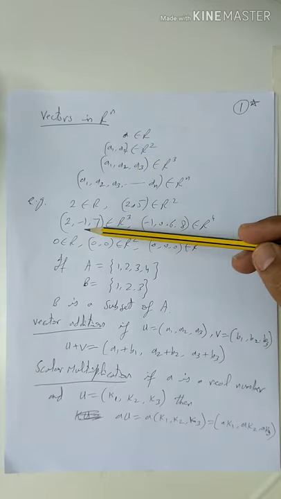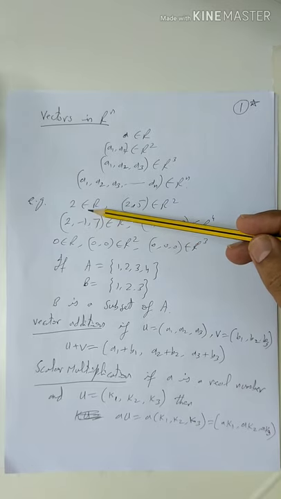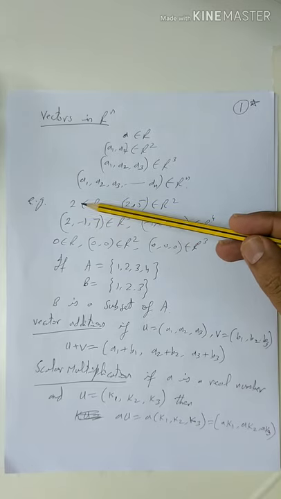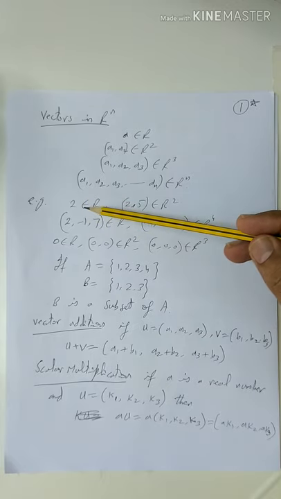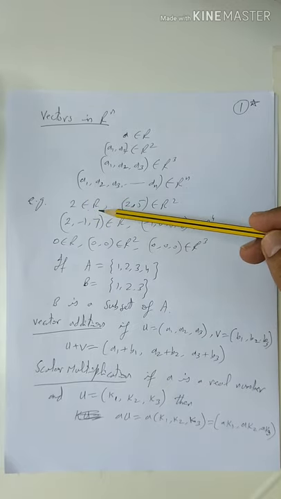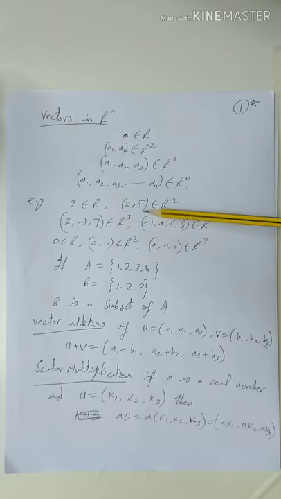For example, 2 belongs to R because 2 is a real number. You can write minus 2, minus 3, 0, any single number. That is a real number. But if you write 2 real numbers in brackets, like (2, 5), just like x, y, that will belong to R squared. So these are vectors in R^2.